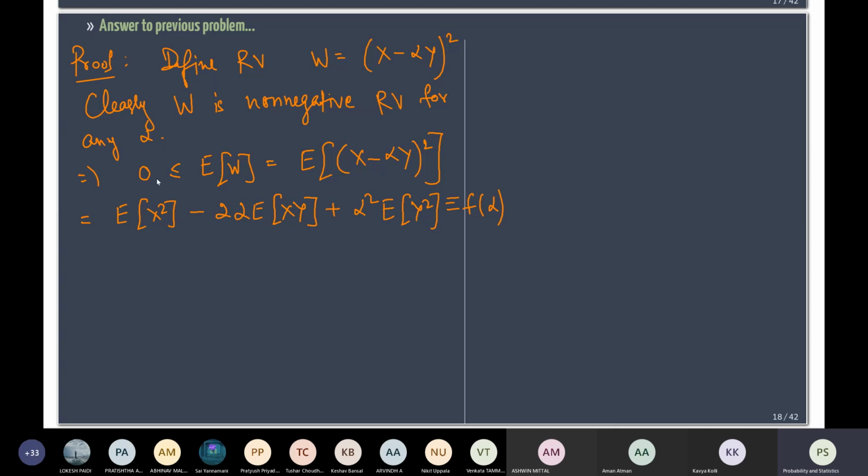Then obviously f of alpha is greater than or equal to 0. That's clear. What will happen if f of alpha is 0? If f of alpha is going to be 0 for some alpha, then what happens? f of alpha was nothing but E of W, which was defined to be E of (X minus alpha Y) whole squared, and that is going to be 0.